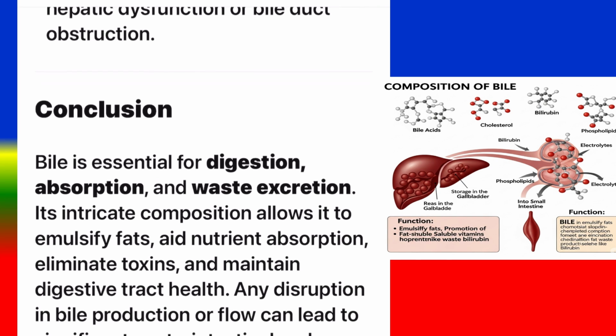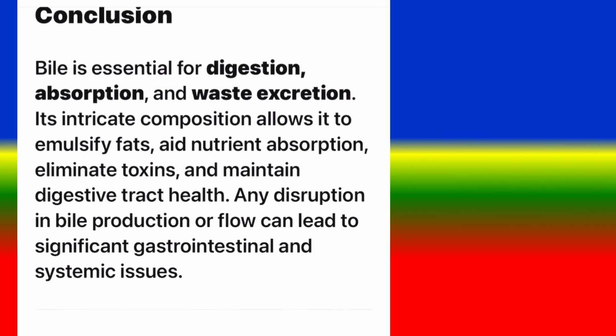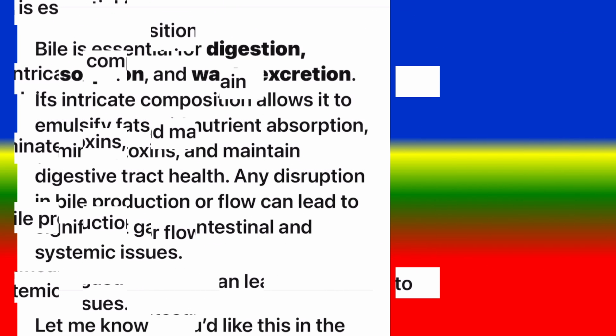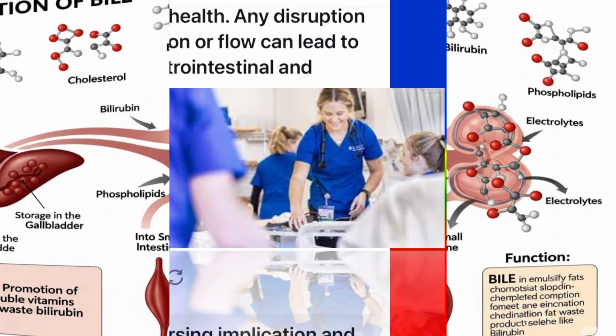Conclusion. Bile is essential for digestion, absorption, and waste excretion. Its intricate composition allows it to emulsify fats, aid nutrient absorption, eliminate toxins, and maintain digestive tract health. Any disruption in bile production or flow can lead to significant gastrointestinal and systemic issues.